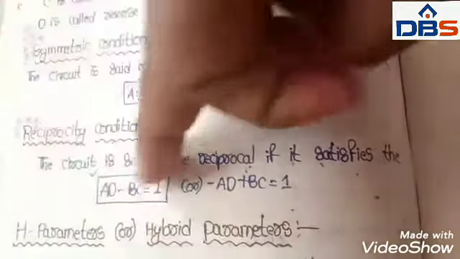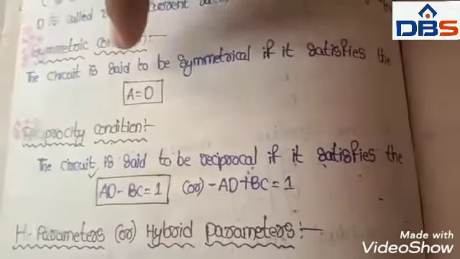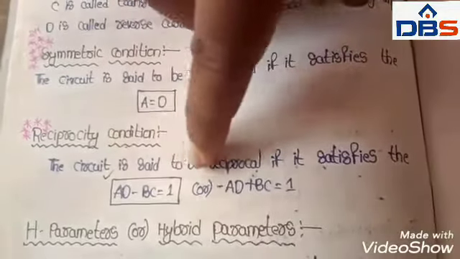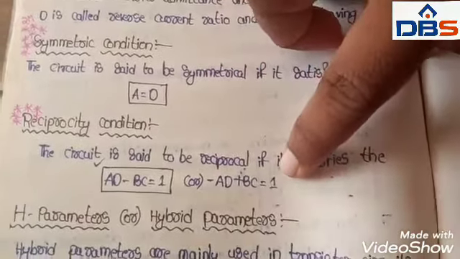So these two are very, very important for 2 marks questions and also competitive exams. Symmetric condition A equal to D and reciprocity condition AD minus BC equal to 1, otherwise minus AD plus BC equal to minus 1.